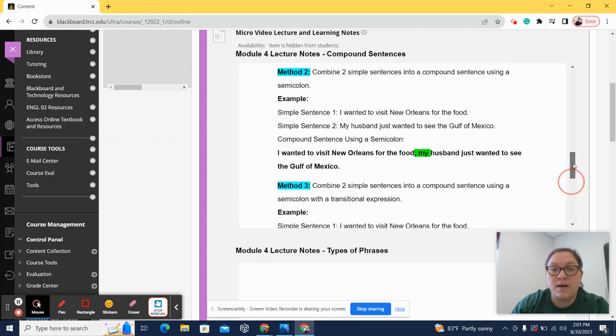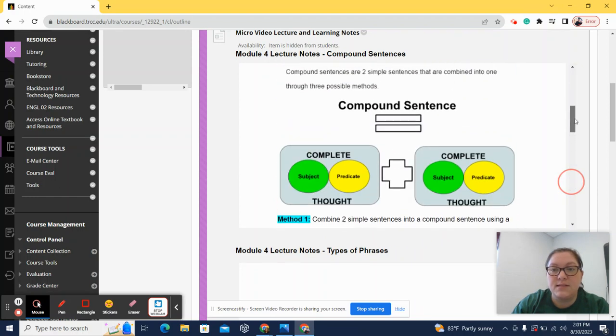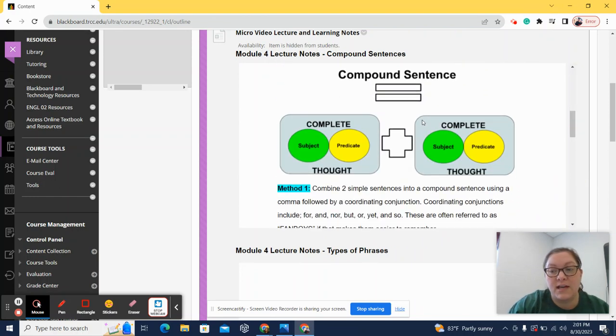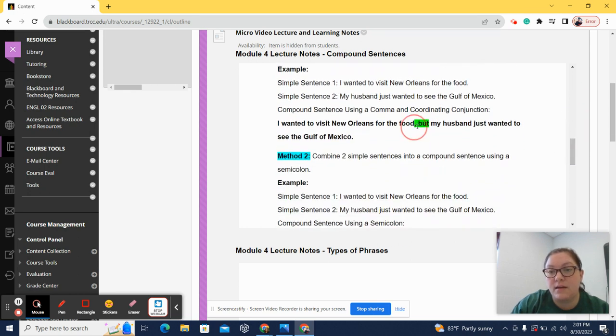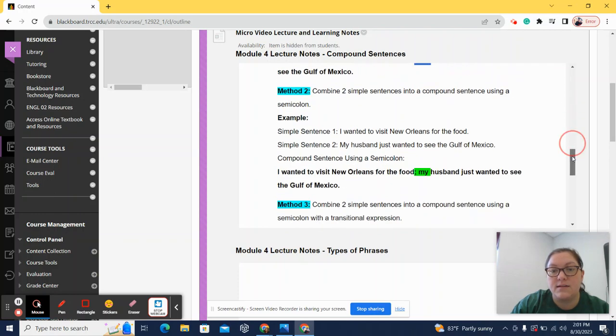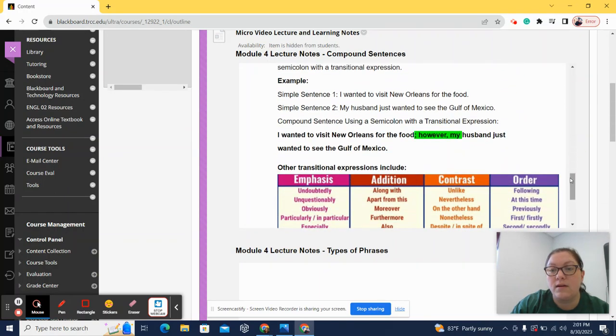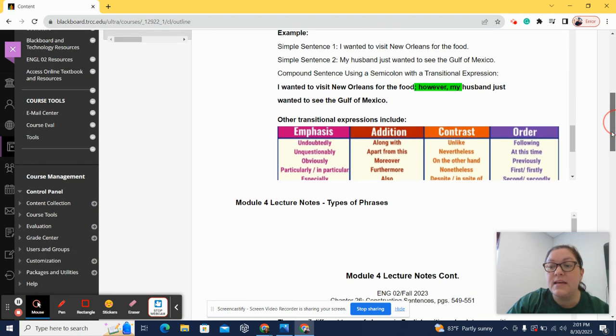So those are the three methods of writing compound sentences. The overarching idea is that a compound sentence is two complete simple sentences that are being put together in one of three ways: either by a comma, then a conjunction; a semicolon; or a semicolon, a transitional expression, comma, and then the second sentence. If you have any questions about this, let me know.